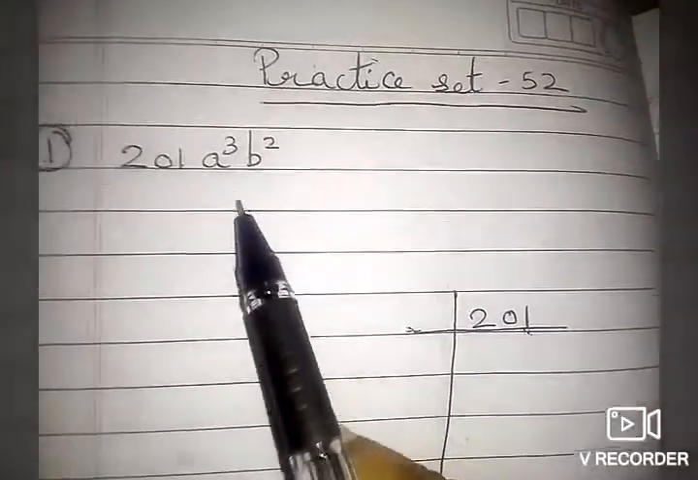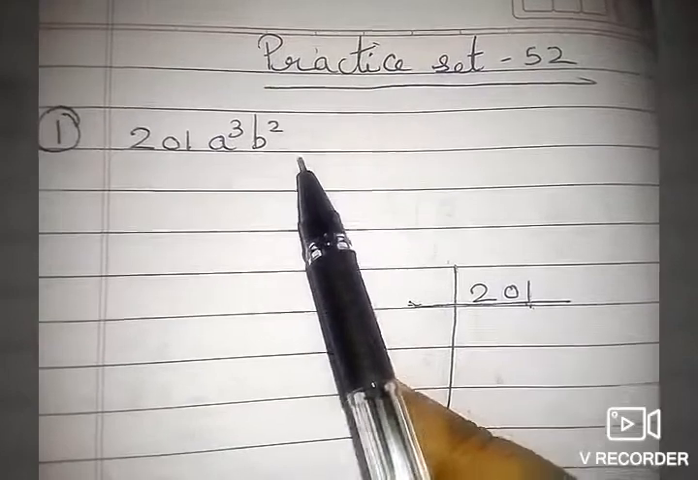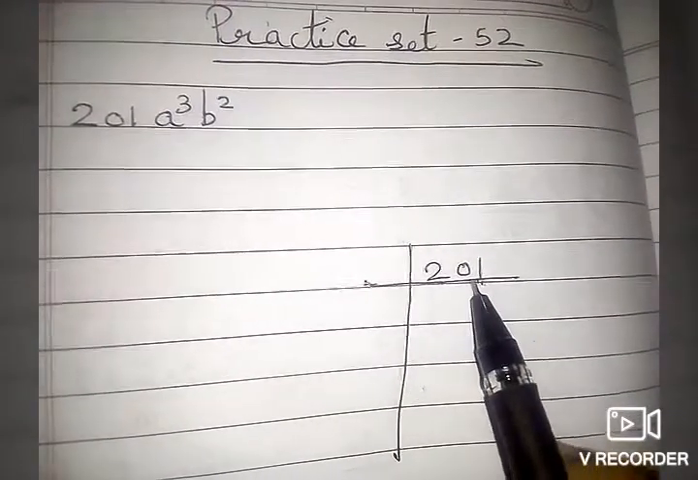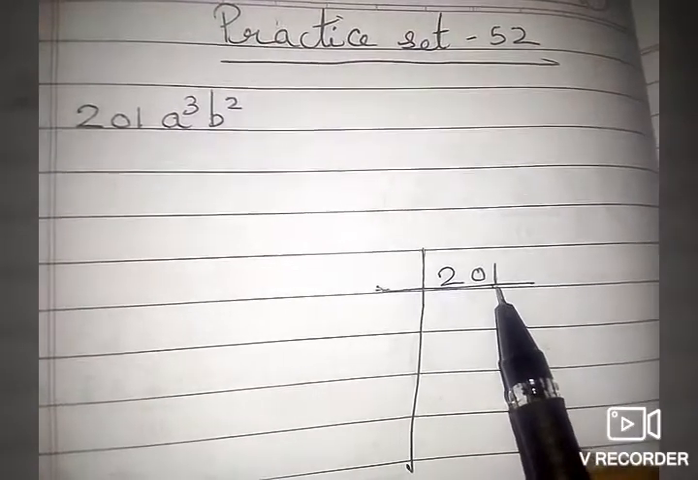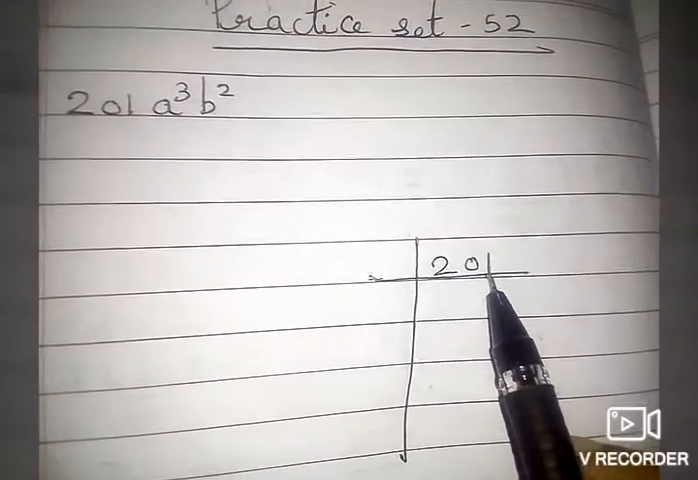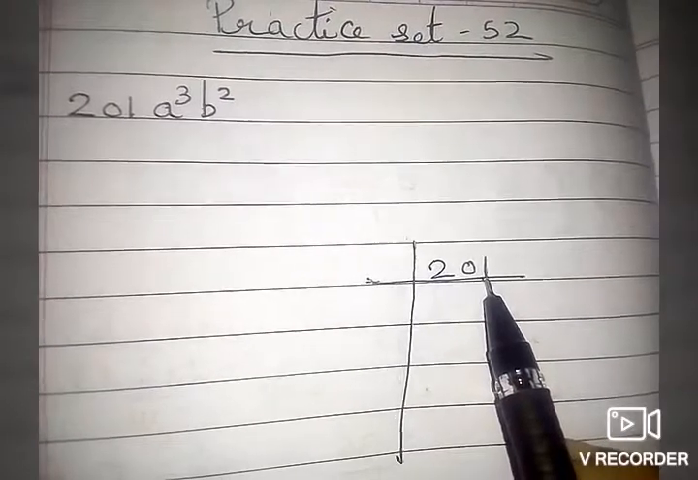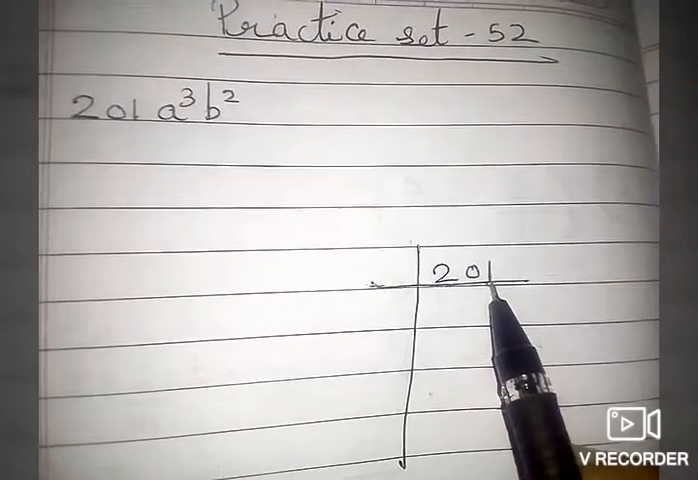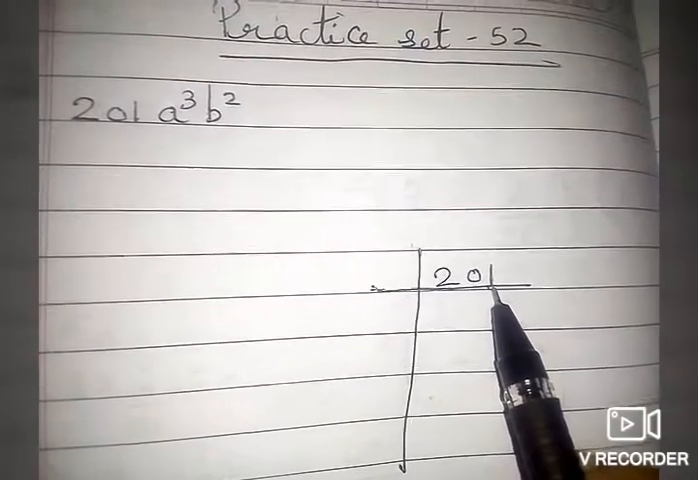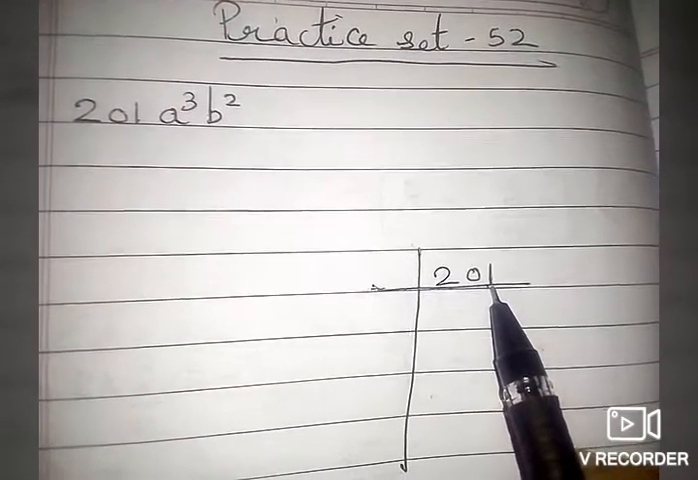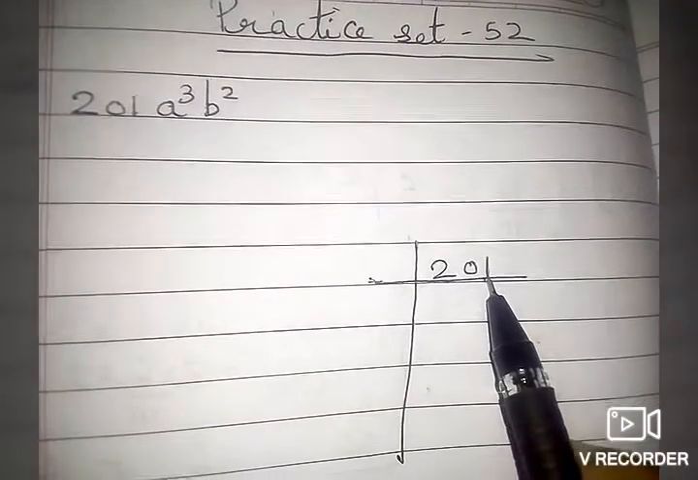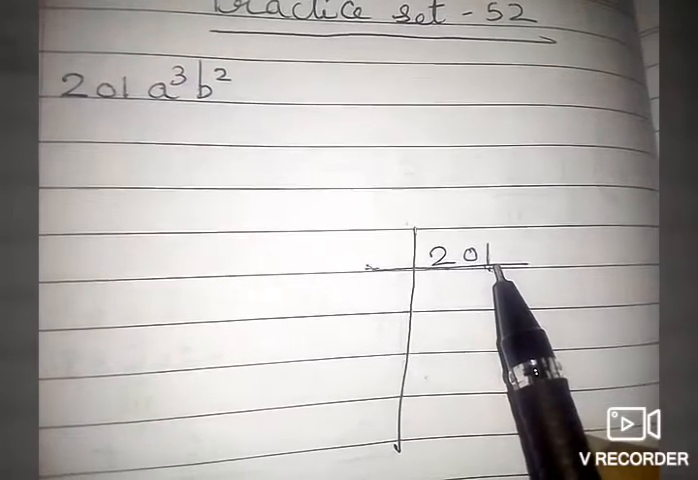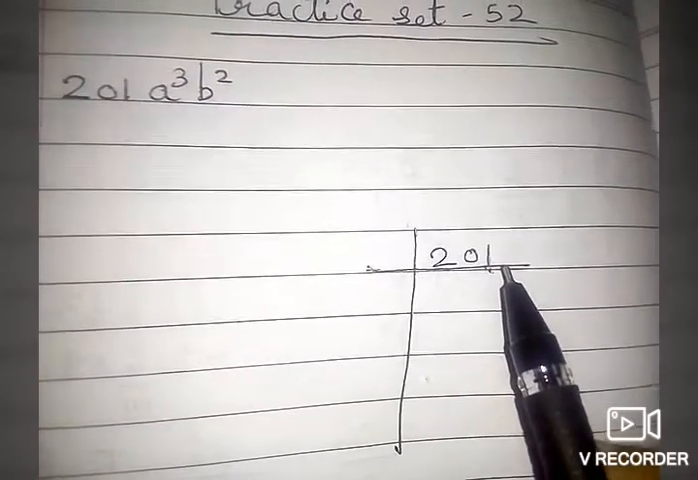So now look here, 201 a cube b square. This is how to do the prime factor division method. Now number 201, unit place what do you have? 1. Unit place is an odd number. If the number in the unit place is an odd number, then it is not divisible by even numbers. Okay. So you have to check dividing by 1, 3, 5, 7, 9. All the odd numbers.